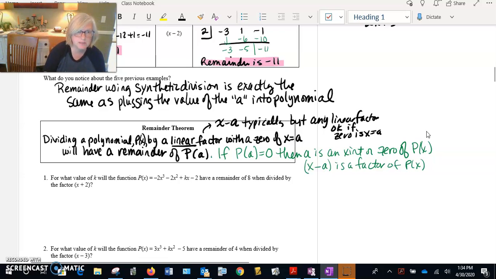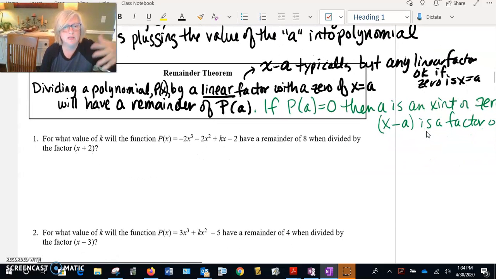Now let's do a couple of examples just to show you a couple of places where we might see this. So let's look at number 1 here, and I'm going to let you guys do several of these on your own, but I'm going to do the first one for you. It says, for what value of k will the polynomial function, and notice that in this polynomial function I actually have k right there, have a remainder of 8 when divided by x plus 2?